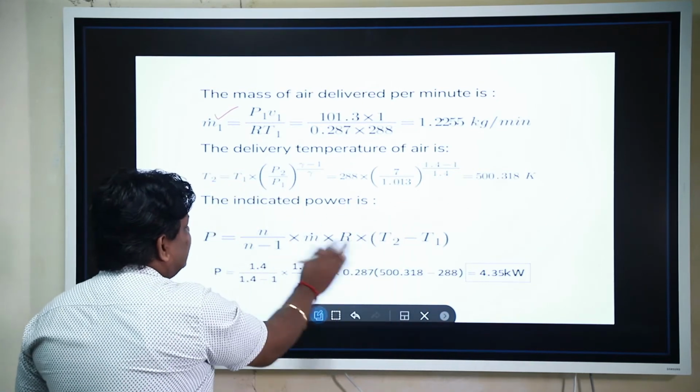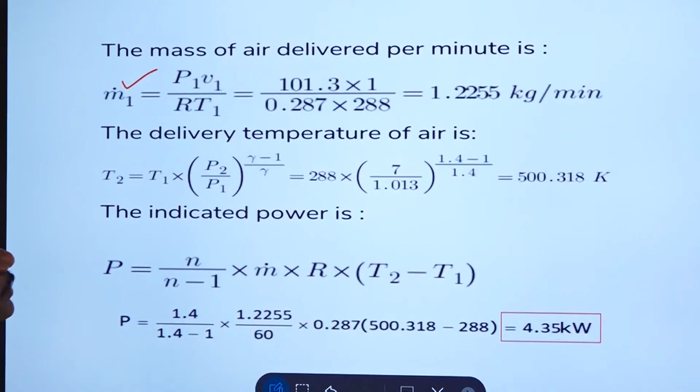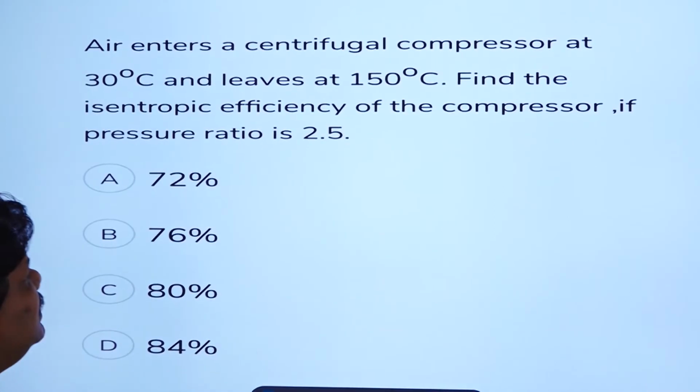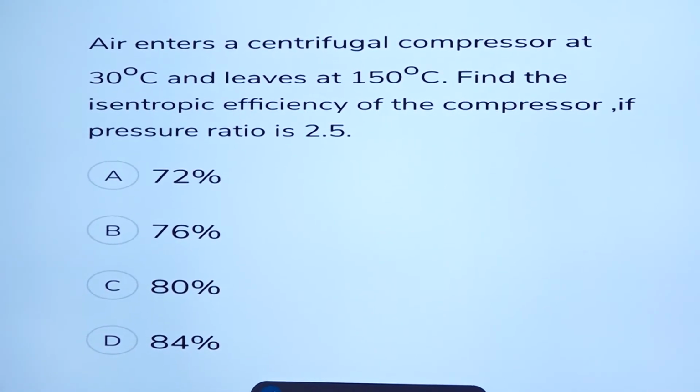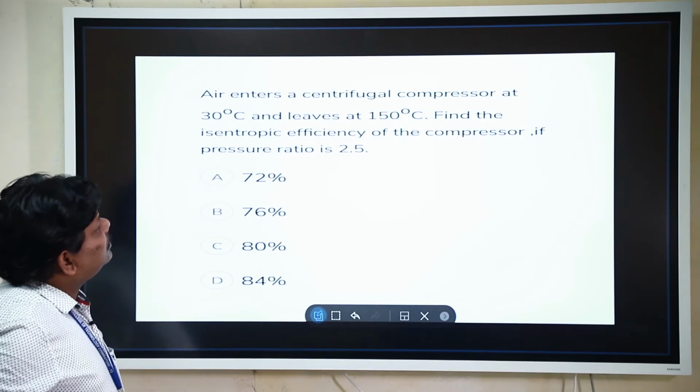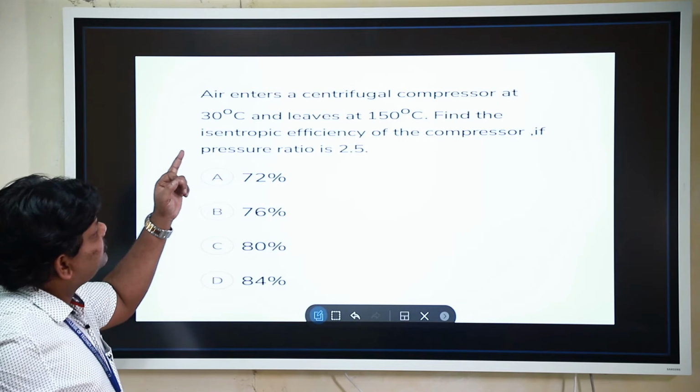So you get the answer as 4.35 kilowatt. Okay, the next one is: air enters a centrifugal compressor at 30 degrees centigrade and leaves at 150 degrees centigrade. Find the isentropic efficiency of the compressor if the pressure ratio is given to you. So air enters a centrifugal compressor.